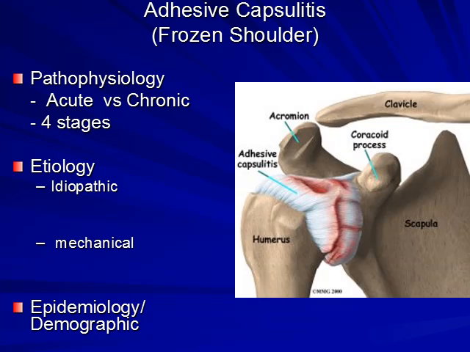All right, and I already mentioned the epidemiology and the demographic. So you're thinking middle-aged females, usually Caucasian, and they're the primary population affected.